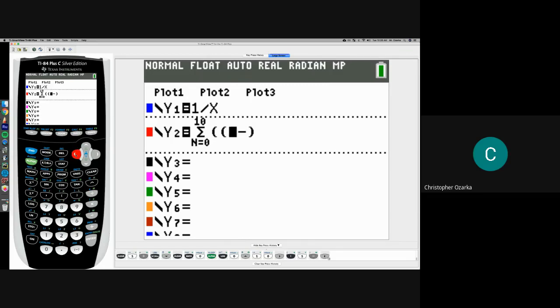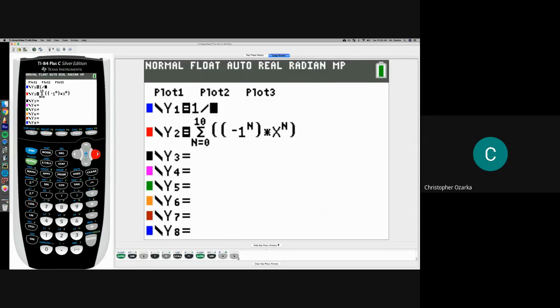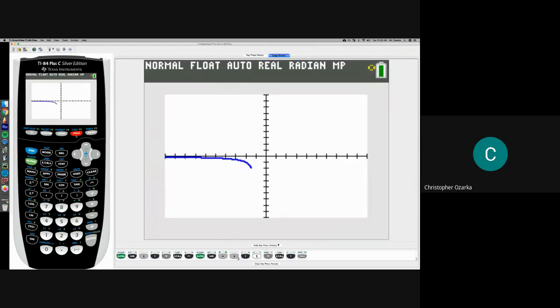hold on one second. I did this wrong. All right, so we're going to do -1 to the n. I'm going to fix it. I realize I wrote y1 is incorrect. Parentheses times x to the n. All right, and then we go up here, and I hope this works. 1 plus x. All right, graph it.